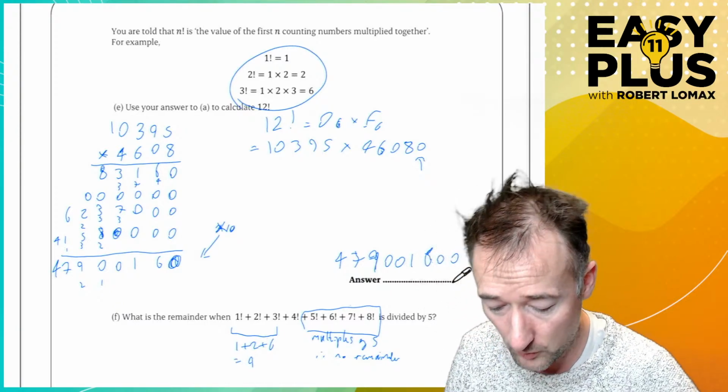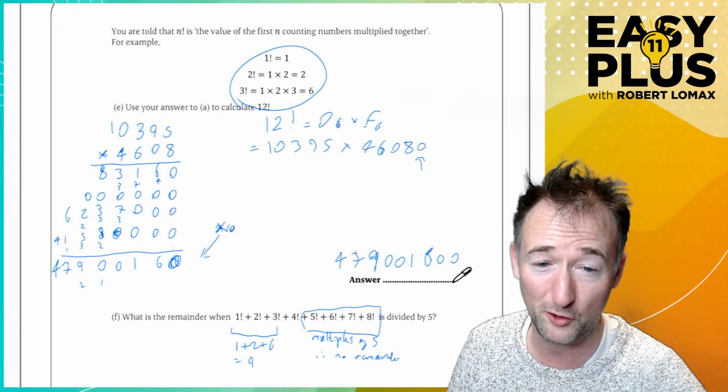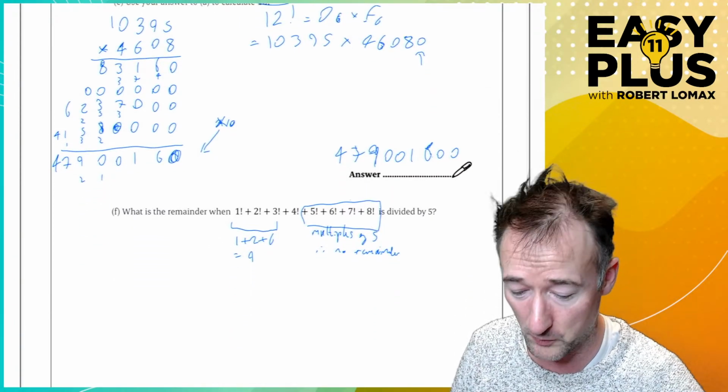Six, 7, 8. So that's 9. 1 factorial to 2 factorial. So that's it. All you have to work out is 4 factorial. That's the only thing we really have to work out.